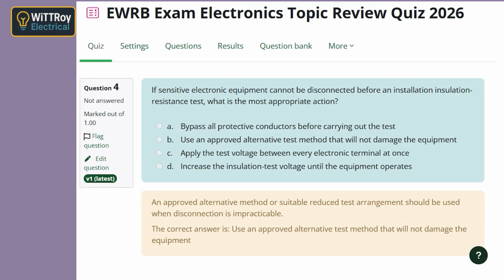First, disconnect or isolate sensitive electronics where practicable. If disconnection is impracticable, follow the manufacturer's instructions and use an approved alternative or reduced voltage test arrangement. The purpose is still to assess insulation without applying a destructive test voltage to semiconductor inputs. So, putting those steps together, it should be use an approved alternative test method that will not damage the equipment. That's right. An approved alternative method or suitable reduced test arrangement should be used when disconnection is impracticable. Right. The safe test method matters more than simply remembering the tester's name.